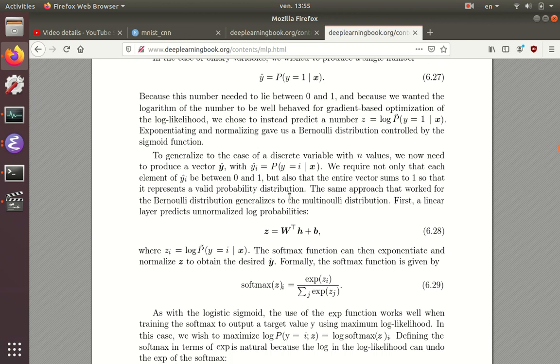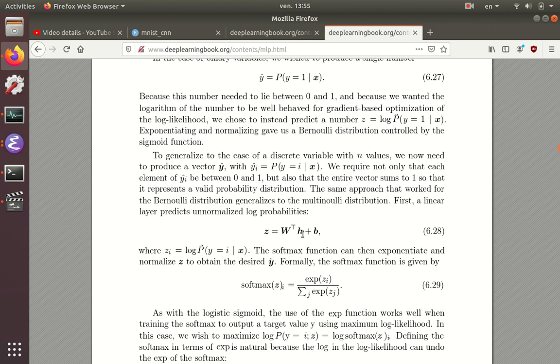So going down, basically we have this equation 6.28, which says, well, we have this unnormalized log probability that is predicted by the last layer of the neural network. And it's going to be these real valued z scores, which are W transpose H plus B, where W and B are weights of the neural network. W is the weight matrix, B is a bias vector. We haven't been using the bias vector in class, so you can actually just ignore that. And you can just do the learning with W, and it's usually about the same.